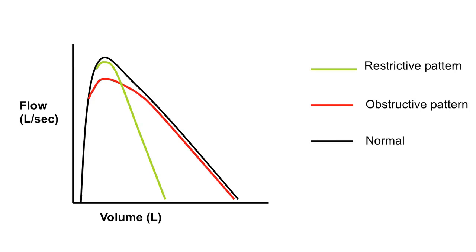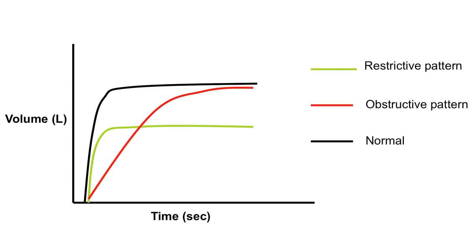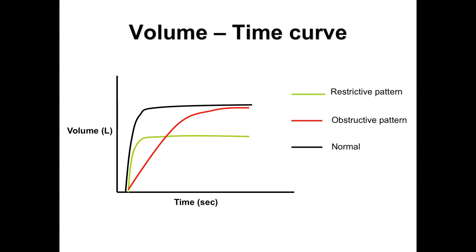Restrictive lung disease has diminished lung volumes. The FVC and expiratory flow are both reduced, and the FEV1 over FVC is normal or increased. The total lung capacity and forced vital capacity are reduced. This further illustrates those points that obstructive lung disease has decreased FEV1 with normal total lung capacity, and restrictive respiratory disease has normal FEV1 and reduced total lung capacity.